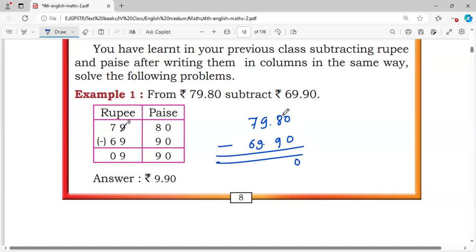0 minus 0, 0. 8 minus 9 is not possible. Take a 10 from the nearby house. It becomes 18. 18 minus 9, 9. Carry 1. 9 minus 10 is not possible. Take a 10. It becomes 19. 19 minus 10 becomes 9. Carry 1. 7 minus 7, 0. 9 rupees 90 paise.